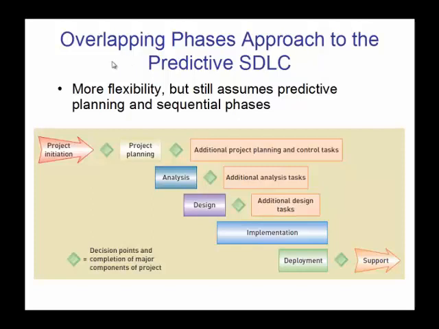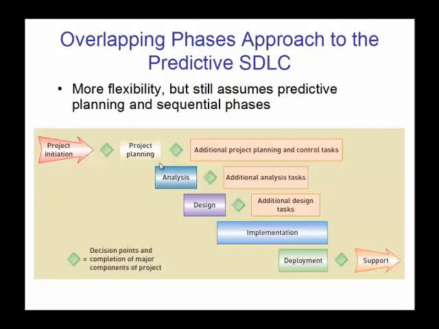So in industry, a lot of organizations began using an overlapped approach, or overlapping phases, but still considering it to be a predictive SDLC. There's a little more flexibility, but it still assumes you're able to do predictive planning and have sequential phases. So in this example, you have project initiation and then a decision point where management approves the project. And then you go into the project planning phase and complete most all of the project planning, but then you still might begin some analysis work.